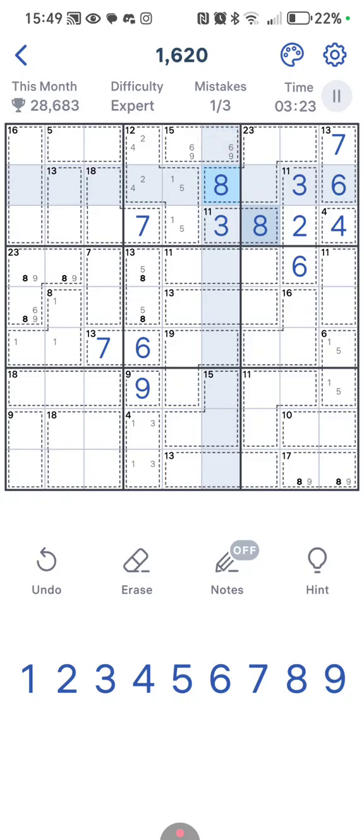Okay, then what's left? 9. 9 has to go here because there's 9 across the top row. And then it is 1 and 5. 1 and 5. That means over here, this is 2 and 3 because it can't be 1 and 4. This has to be 4. This is 2.